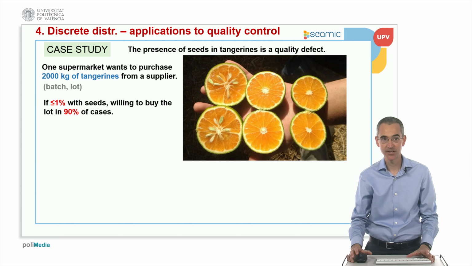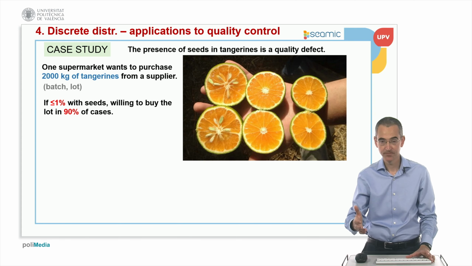So let's imagine that we have this criterion. If less than 1% of the tangerines contain seeds, we are willing to buy the lot in 90% of the cases. We consider that less than 1% is good quality. If the tangerines are of good quality, we're willing to buy this batch. This is why we have a high percentage for willing to buy.